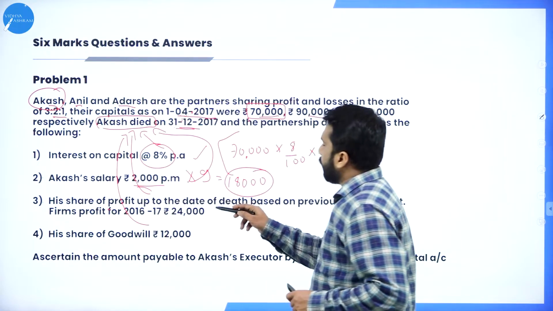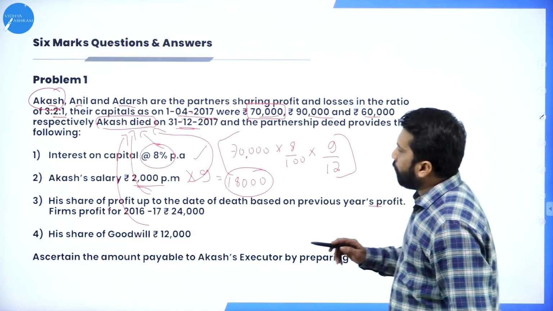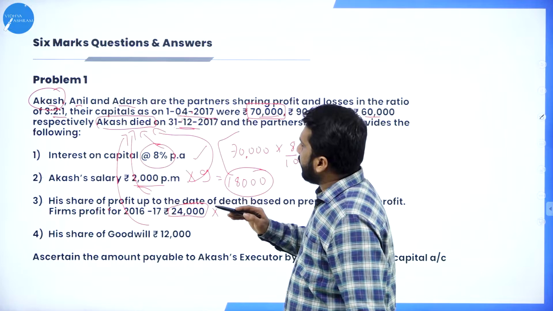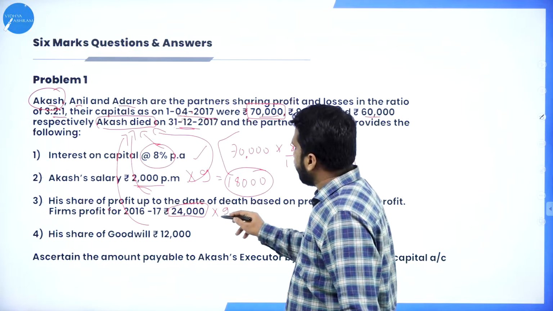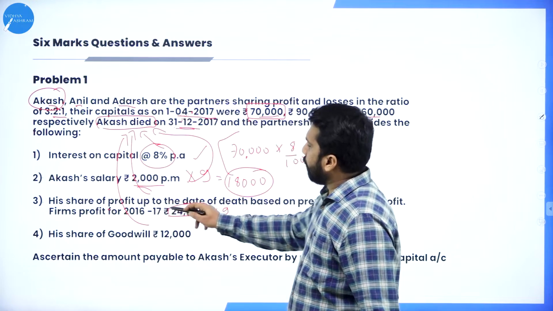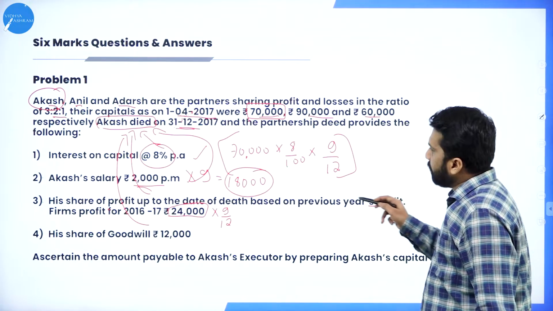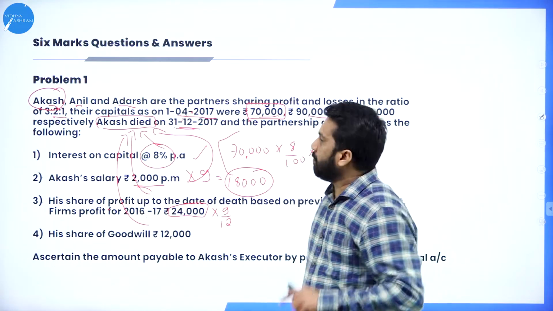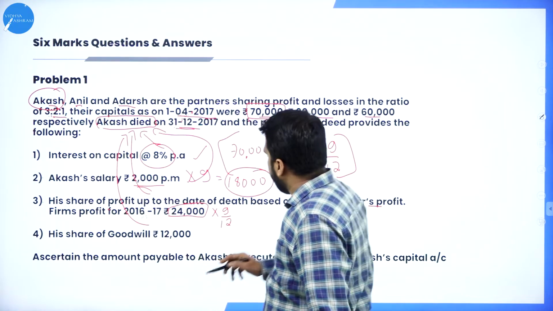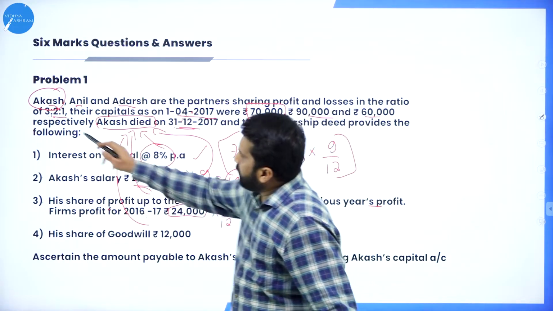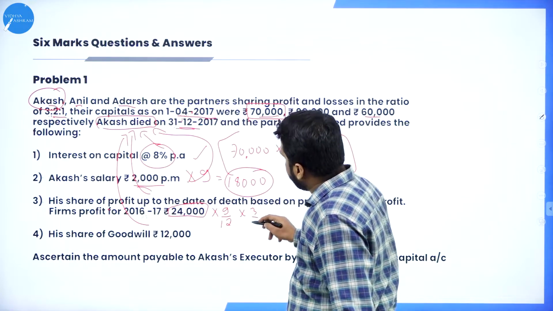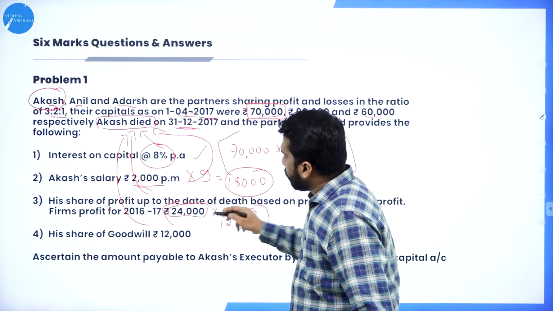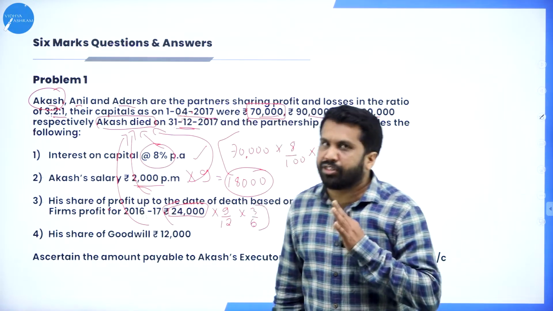His share of profit up to the date of death based on previous year profit, that is 24,000. 24,000 into how many months he was alive? He was alive for 9 months, so 9 divided by 12. It is the profit of the firm. How much for him? The ratio is 3:2:1. First person 3, 3 plus 2, 5, 5 plus 1, 6. This is a calculation. Remember, for profit, not only the date, we have to go with the ratio also.